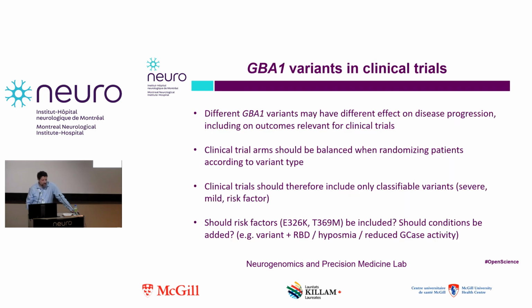So to recap what I said so far, GBA variants have different effects on disease progression and outcomes that are relevant to clinical trials, and therefore clinical trials should be balanced when we randomize them, so the randomization process has to be controlled. And this was done in MOVES PD, I believe, and also in the BIAL trial that is happening now.